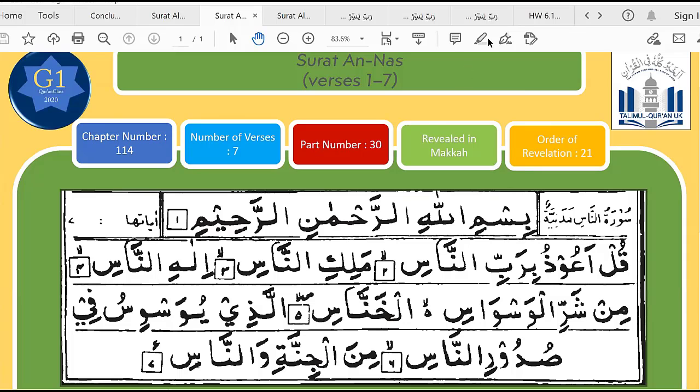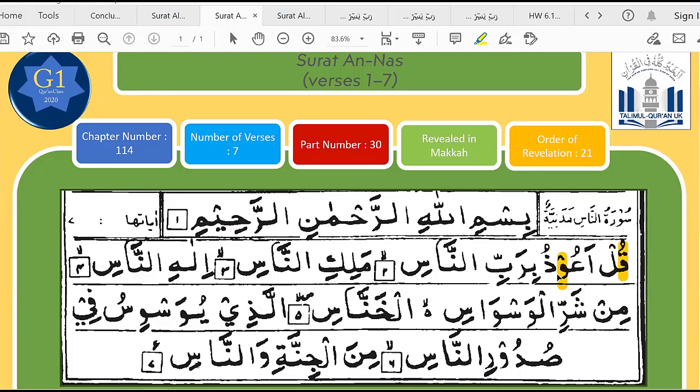Jazakallah. G1007, you recited really well. Just stay with me. Okay, so in the very first verse we have, just like Surah Al-Falaq, again the very first verse starting with a thick letter, Qaf. It's one of the 7 thick letters.